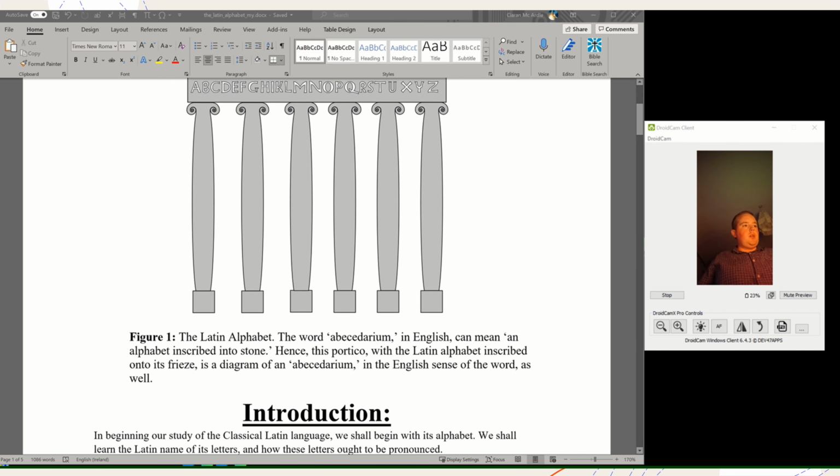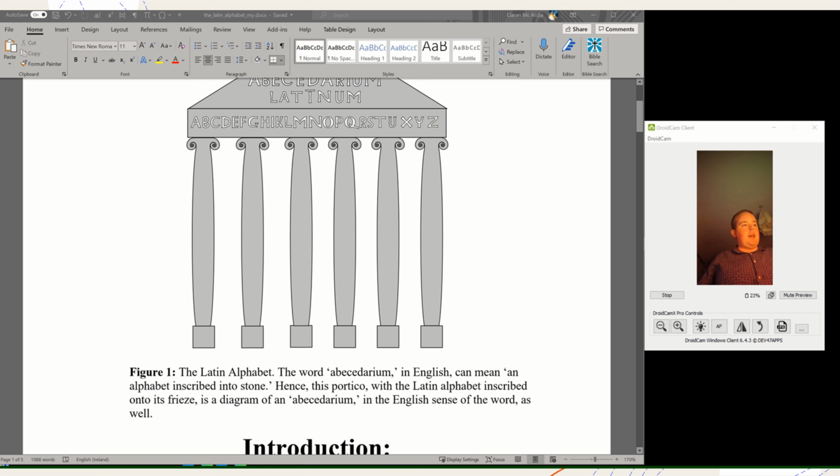And I wrote this article, by the way. Figure 1, the Latin alphabet. The word abecedarium in English can mean an alphabet inscribed into stone. Hence, this portico with the Latin alphabet inscribed onto its frieze is a diagram of an abecedarium in the English sense of the word as well.